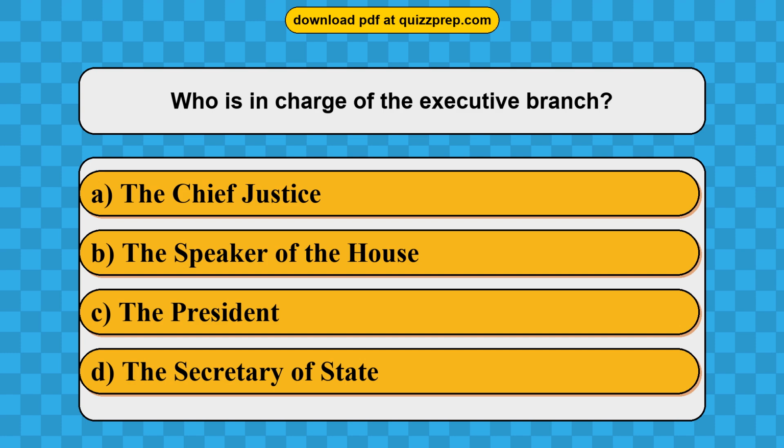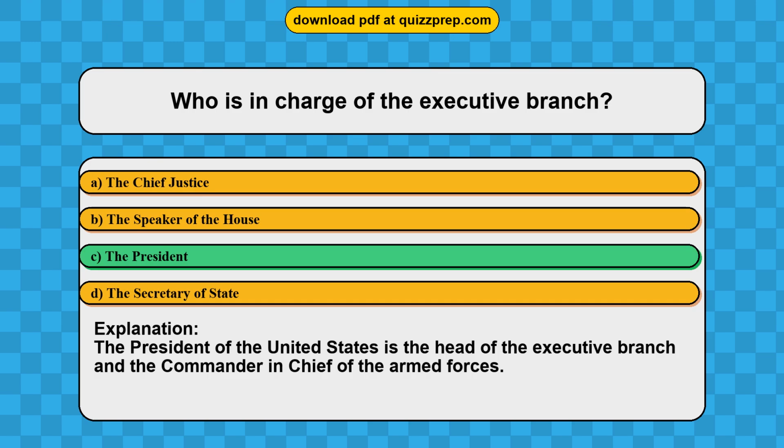Question 35. Who is in charge of the executive branch? Option A, the Chief Justice. Option B, the Speaker of the House. Option C, the President. Option D, the Secretary of State. The correct answer is option C, the President. The President of the United States is the head of the executive branch and the Commander-in-Chief of the Armed Forces.